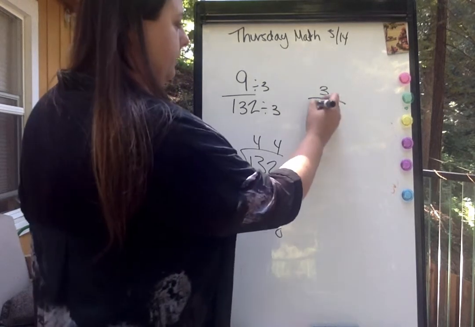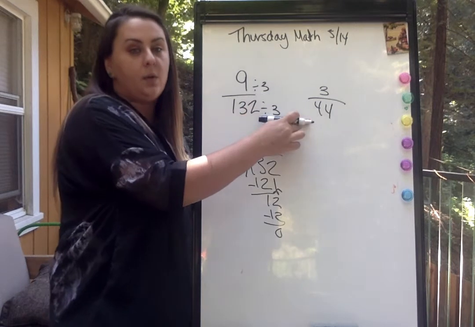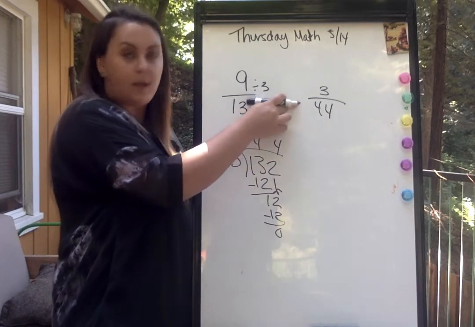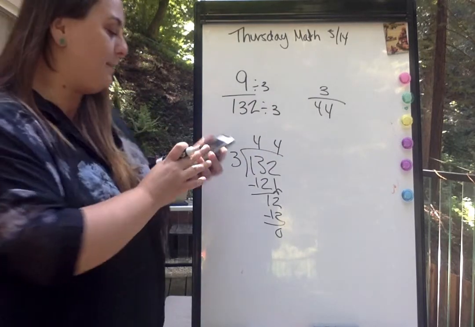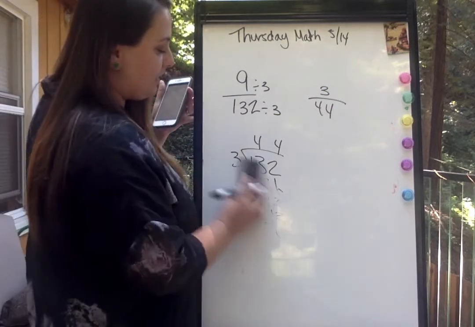Okay, that works out. Can I reduce these any further? The only thing that's going to go into this 44 is either a 4 or an 11. And I know that 4 and 11 is not going to go into 3, so that's my final answer. Remember, in math, you're going to have to try it out. Sometimes you'll be right, sometimes you will not.